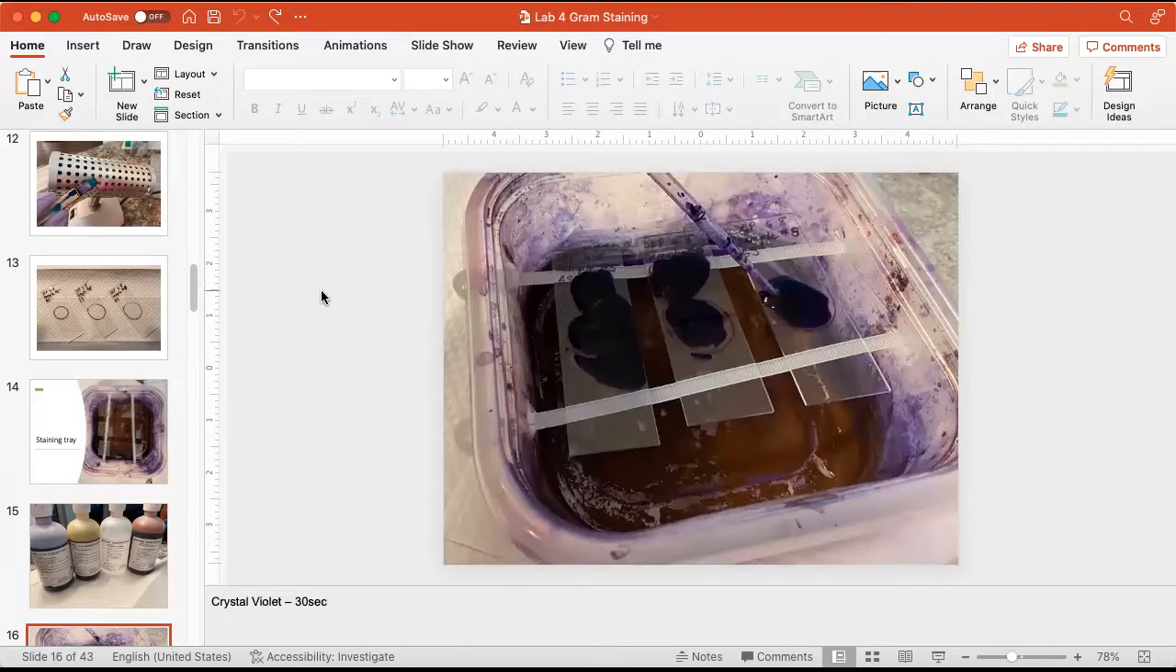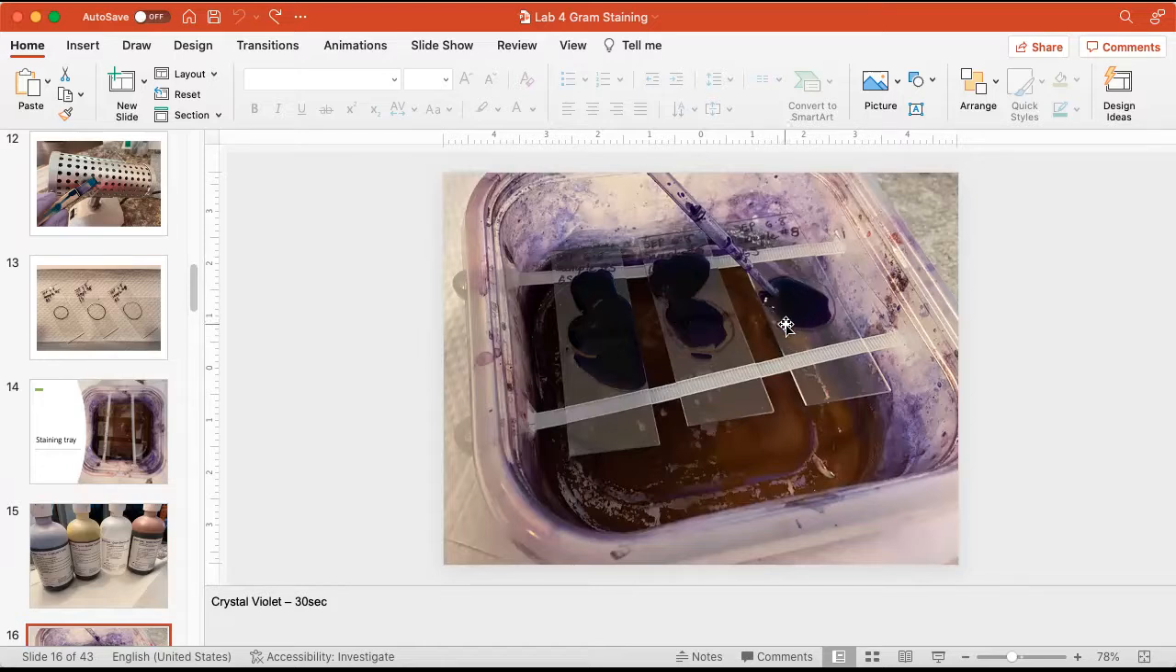So step 1 is apply the crystal violet and let it sit for 30 seconds. So again, here's one slide here, and you can see I've covered the middle of the slide with crystal violet. I've made a nice big puddle of crystal violet. See that? Here's another one. Nice big puddle of crystal violet here.